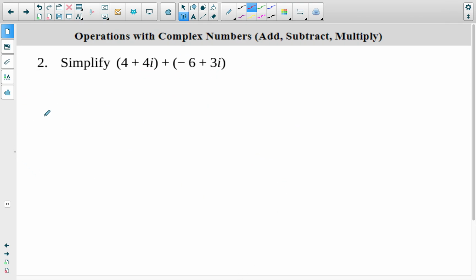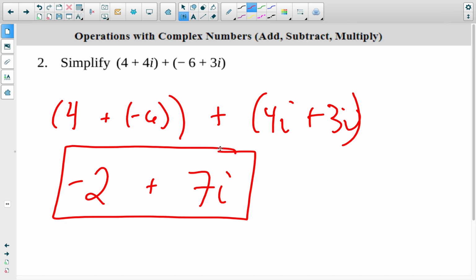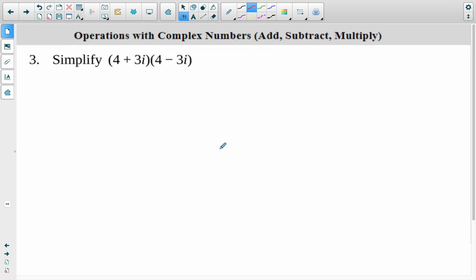All right, so with adding, same idea, right? We can take 4 plus negative 6, and then we can take 4i plus 3i, and we can end up with negative 2 plus 7i. Pause the video, try this one. Keep in mind it's multiplication.